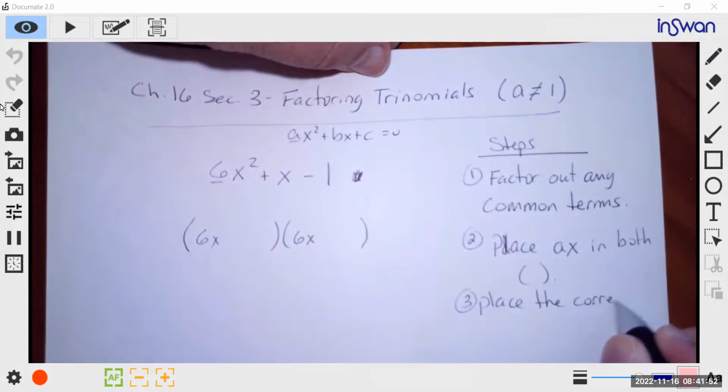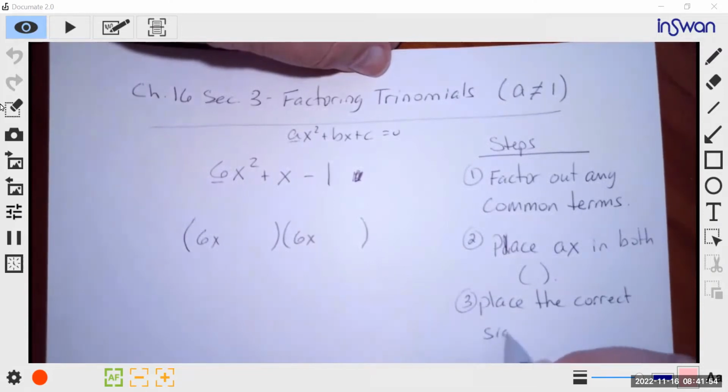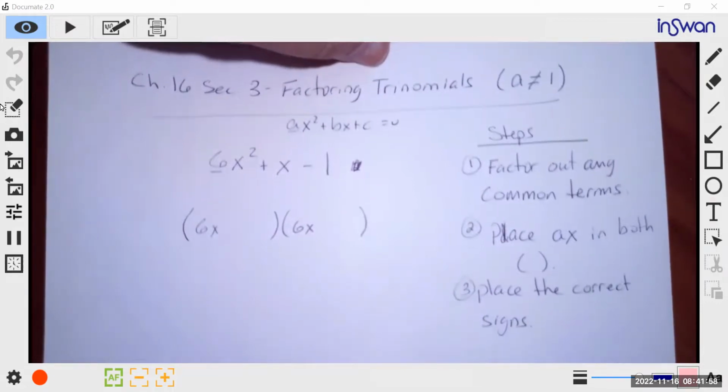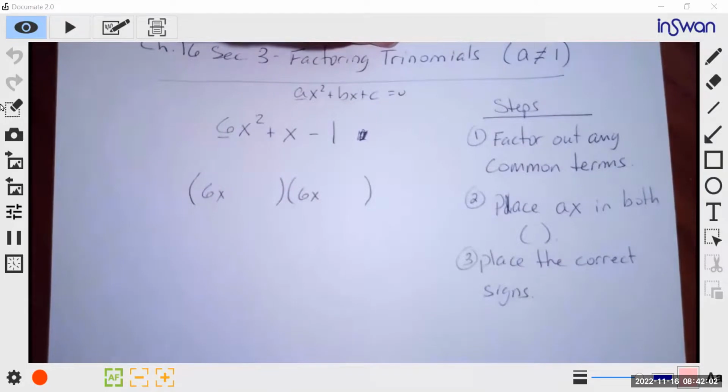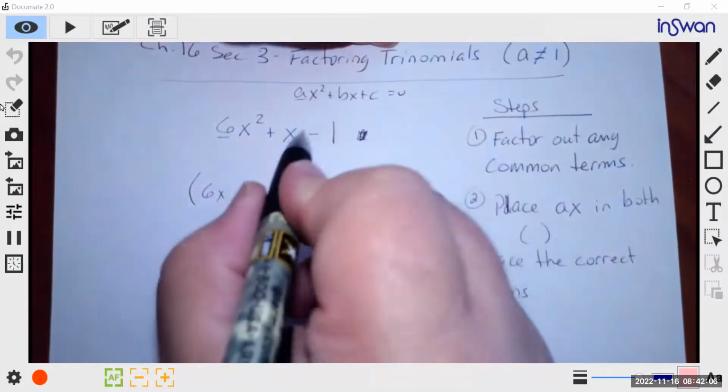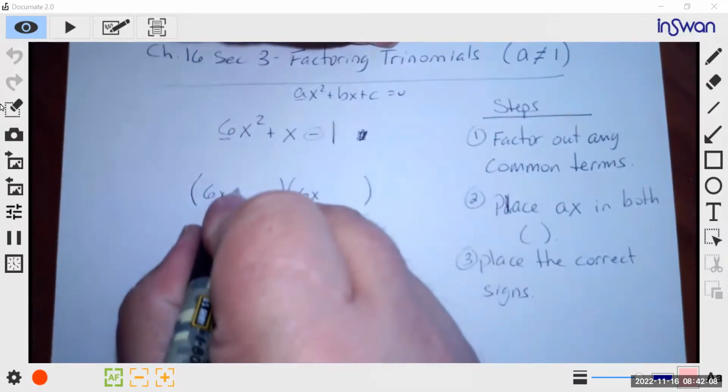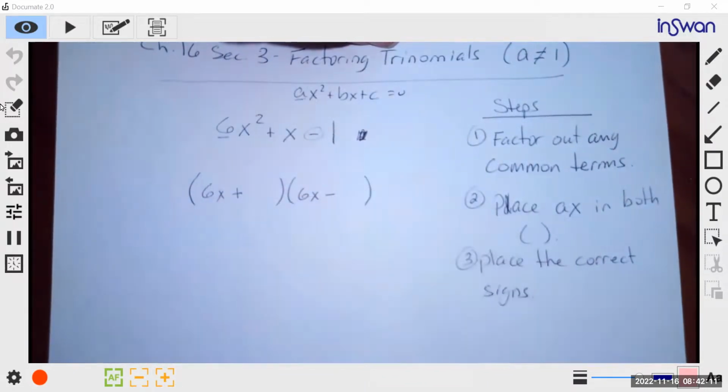Third, place the correct signs. So what signs are going to go inside there? Since the second sign's a minus, they're opposite signs. One's positive, one's negative.